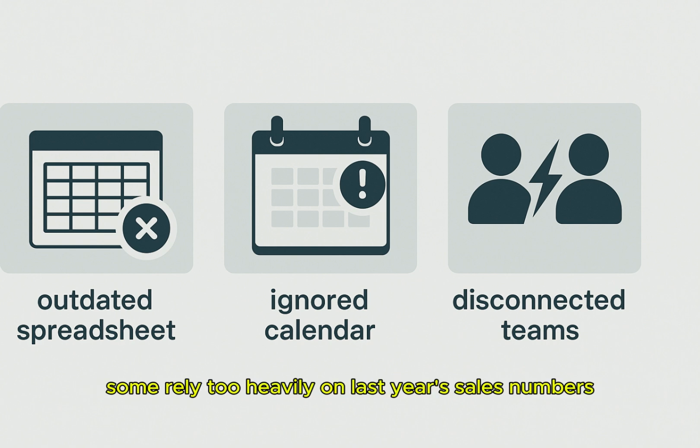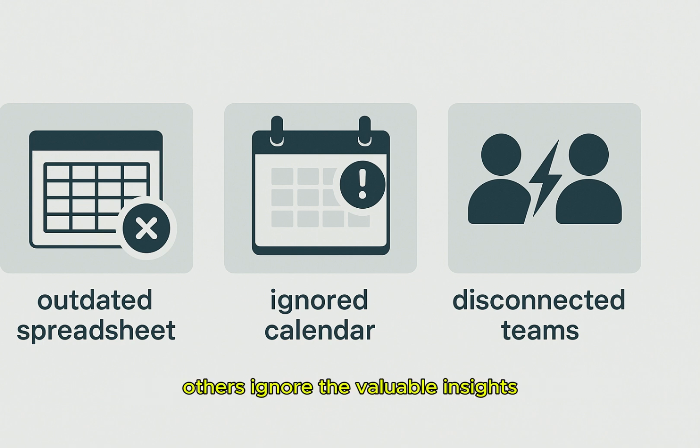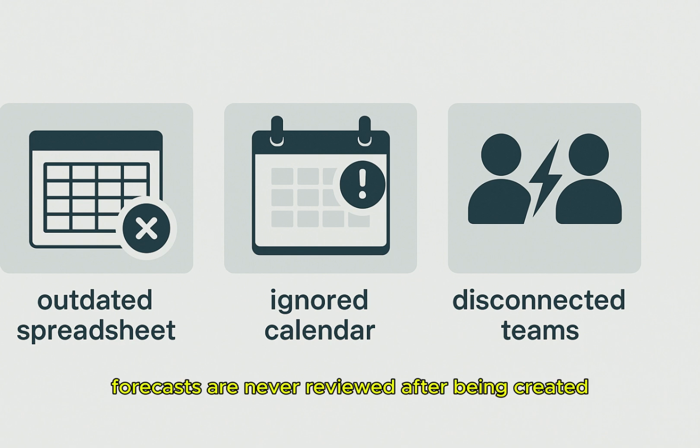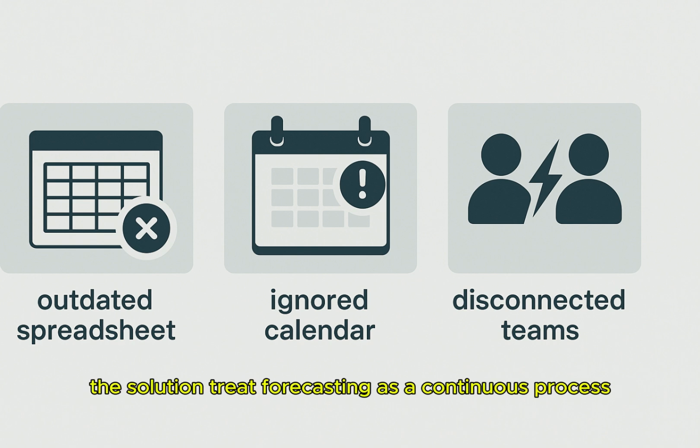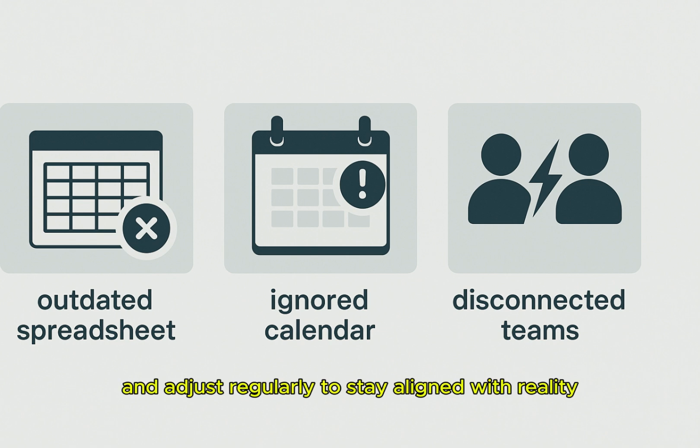Unfortunately, many companies fall into common traps. Some rely too heavily on last year's sales numbers without adjusting for current market changes. Others ignore the valuable insights that sales and marketing teams can provide. And in some cases, forecasts are never reviewed after being created, meaning they quickly become outdated and less accurate. The solution? Treat forecasting as a continuous process. Review and adjust regularly to stay aligned with reality.